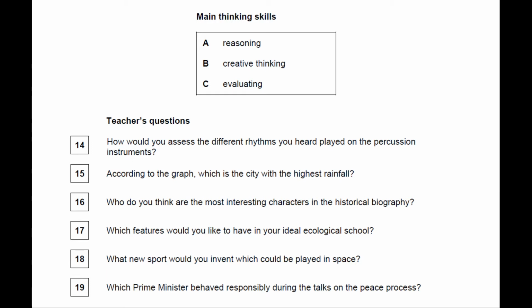Number 15. According to the graph, which is the city with the highest rainfall? This is again reasoning. Who would you think are the most interesting characters in the historical biography? This is evaluating. Number 17. Which features would you like to have in your ideal ecological school? This is creative thinking. Number 18. What new sport would you invent which could be played in space? This is creative thinking. Again. Number 19. Which prime minister behaved responsibly during the talks on the peace process? This is evaluating. Now let's take a look at the answers.